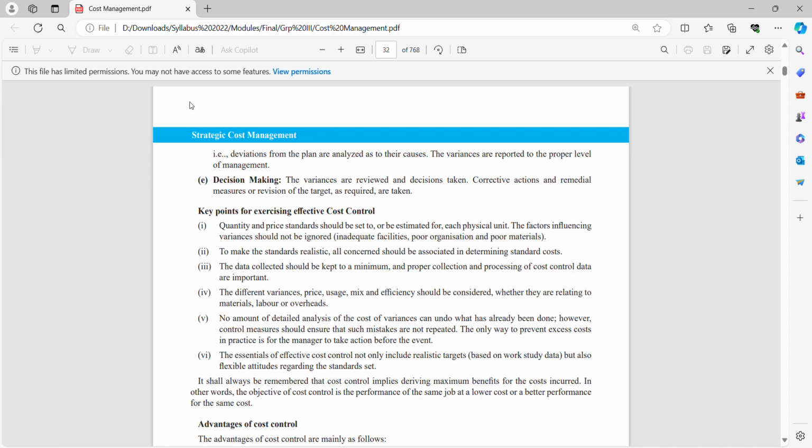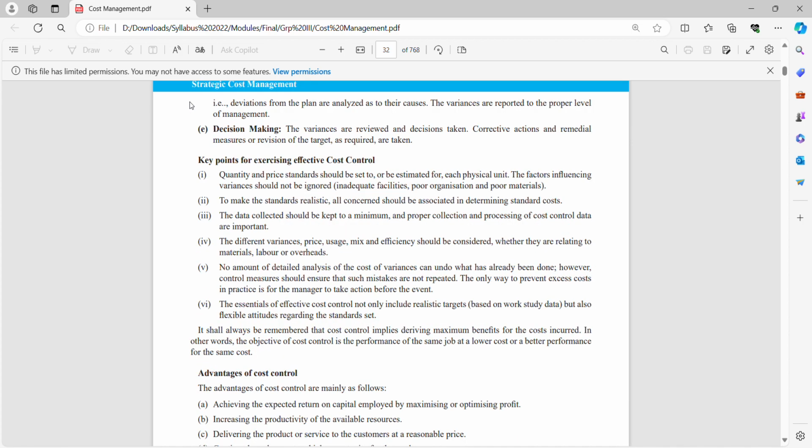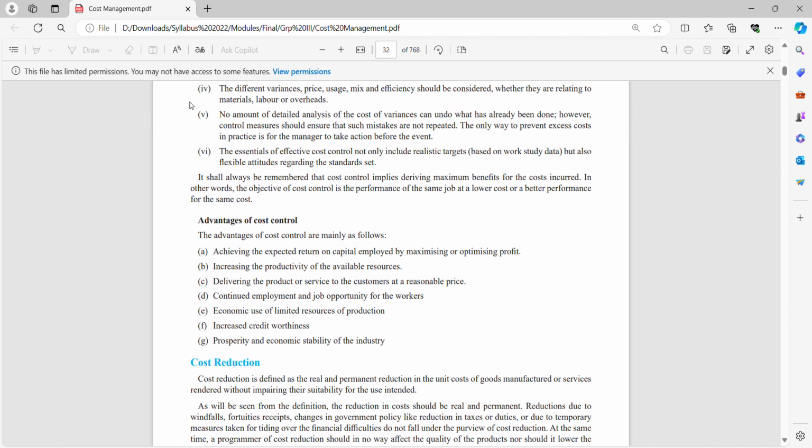Okay. The different variances, price, usage, mix and efficiency should be considered whether they are relating to material, labor or overheads. No amount of detailed analysis of cost of variances can undo what has already been done. However, control measures should ensure that such mistakes are not repeated. Essentials of effective cost control not only include realistic targets but also flexible attitudes regarding the standard set. So those are key points for exercising effective cost control. A quick read, we'll take a pause and then we'll go for advantages of cost control.